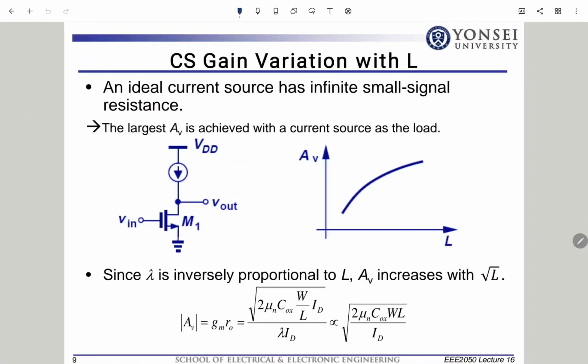Now, in the CS stage, there is a gain variation with channel length. If you take a look at these circuit configurations, we have an ideal current source.